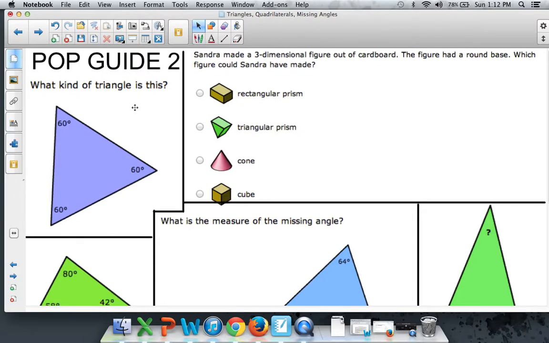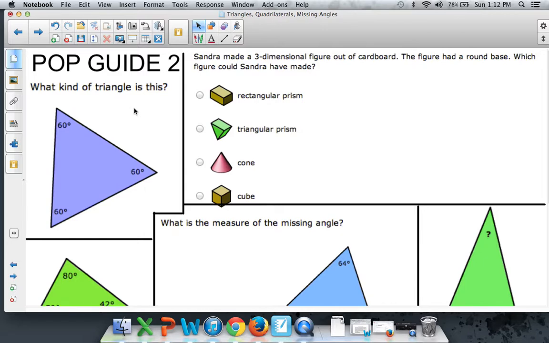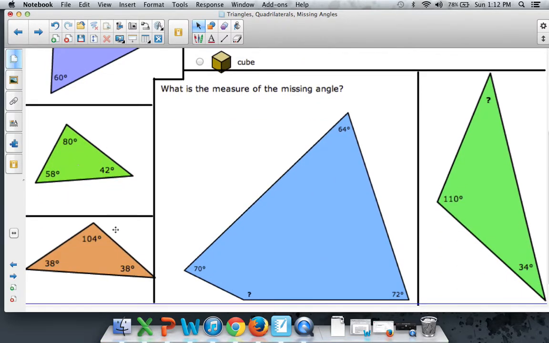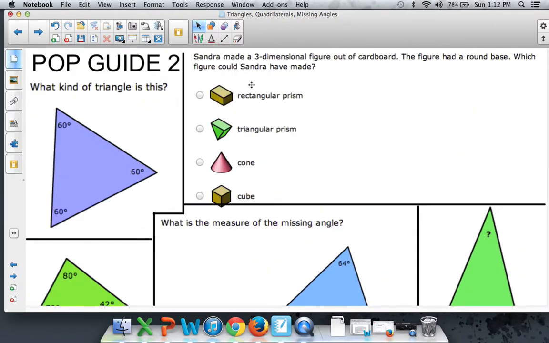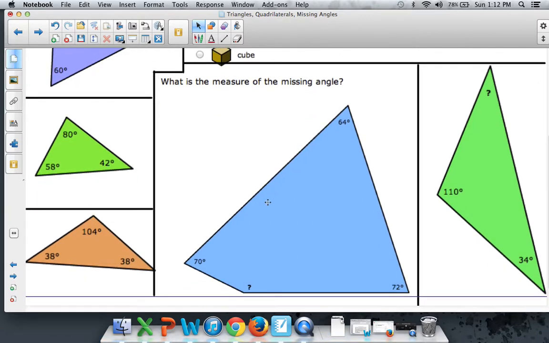Here's your pop guide. Even though I'm only going through it quickly in the video, your substitute teacher could very easily full screen it for you on the smart board after this, so don't worry. What kind of triangle is that? Solve the riddle. What is the measure of the missing angle? That's going to take a little bit of work. What is the measure in this shape for the missing angle?